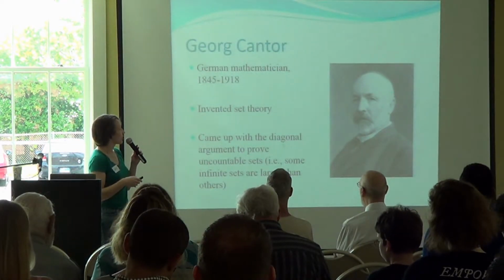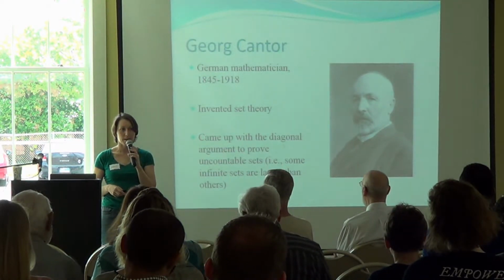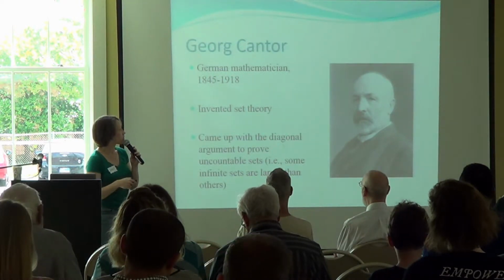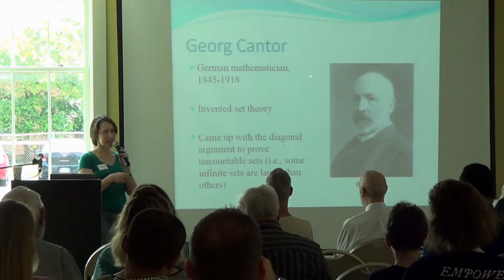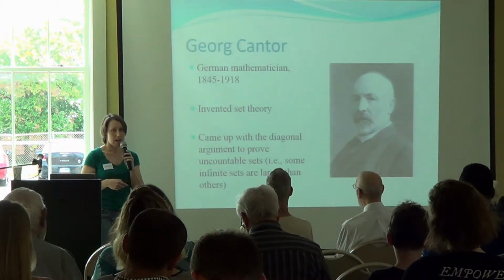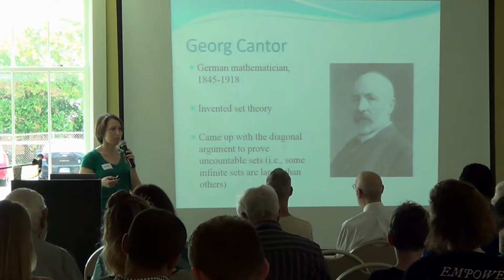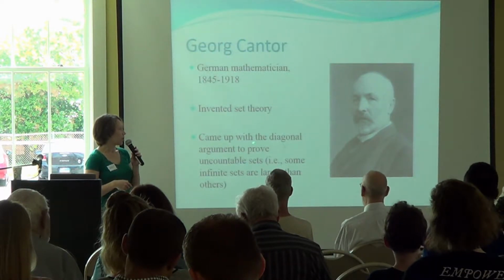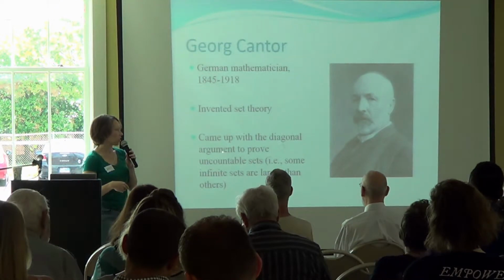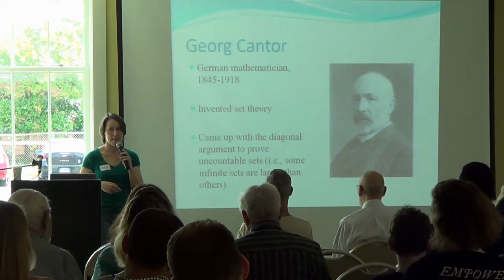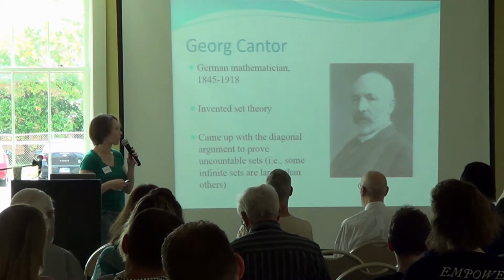And to answer this question, we're going to talk about a mathematician named Georg Cantor. He was a German mathematician born in 1845, died in 1918. He invented set theory. We've been talking about sets of numbers, so this was really his bread and butter. It's his specialty. And he came up with what's called the diagonal argument to prove uncountable sets. And that's another way to say that some infinities are bigger than others.